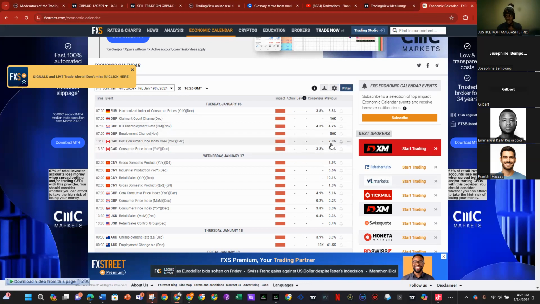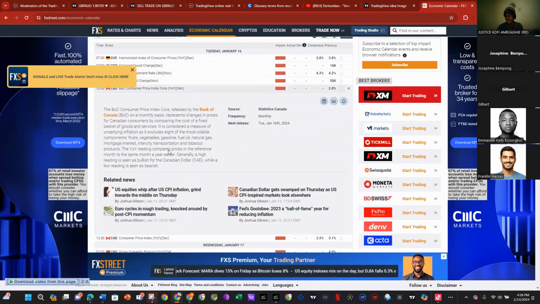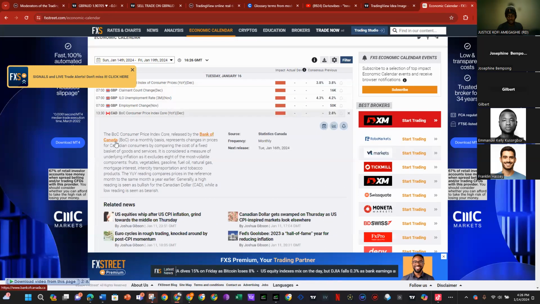Now, when you come to this side here, you will see that the previous inflation rate is 2.8%. If the new one that comes is higher than this, then it's bad for the country. So you can actually click on it to read. When you click on it, they said that the Bank of Canada Consumer Price Index score, released by the Bank of Canada on a monthly basis, represents change in price for Canadian consumers by comparing the cost of a fixed basket of goods and services.